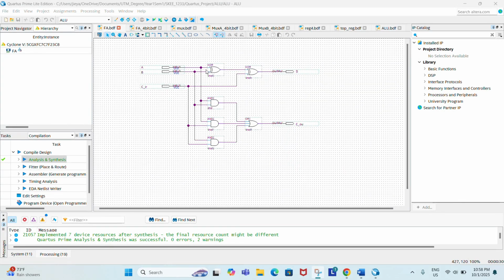I will be demonstrating the circuit design and waveform simulation results in Quartus Prime software. To design the arithmetic logic unit, I will start with constructing a 1-bit full adder. The circuit will have 3 inputs and 2 outputs with 2 XOR gates, 3 AND gates, and 1 OR gate. Now, let us run the waveform simulation.